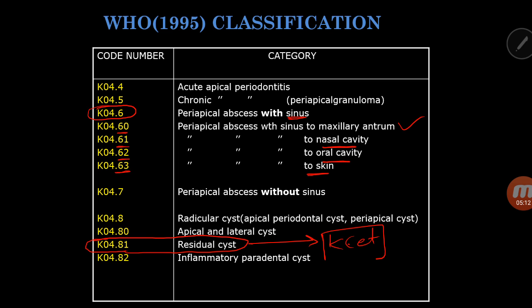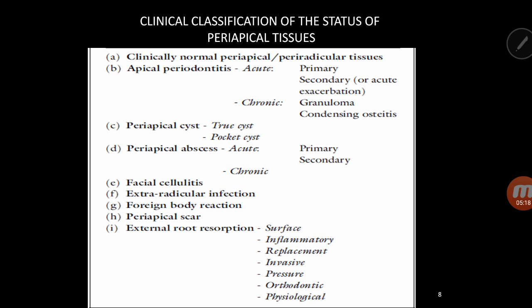There are few questions related to the classification previously asked. This is the answer. K04.81, that is the residual cyst. So I feel like this is not much important, but please make a note. There are two types of periapical cyst. We'll discuss in further slides. That is true periapical cyst and pocket periapical cyst. There is a slight difference between these two. I'm going to discuss this in the next slide.